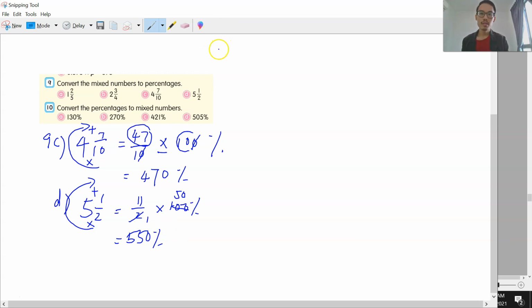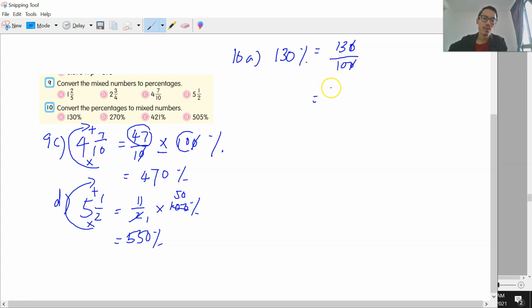Okay. Now for number 10, we have to convert the percentage back to mixed number. So peratus tukar kepada pecahan. So letak dia sebagai pecahan, selalunya per 100. Okay, darab pun darab 100, bagi pun bagi 100. Okay, then pemudahkan. Potong 1 sifar. Okay, 13/10 ini adalah pecahan tak wajar.